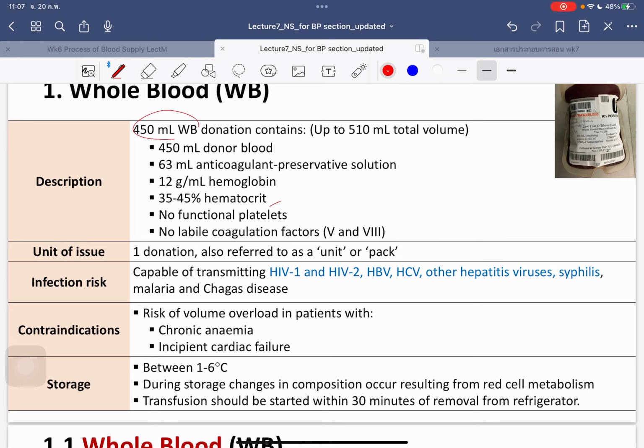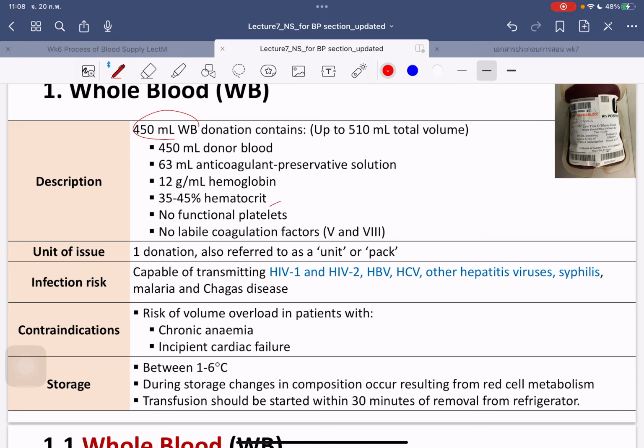Let's see this one first. Importantly, because you store it at 4 degrees Celsius for a long time, you will not have factor V and factor VIII. It means that you cannot use whole blood to treat hemophilia A. When you donate one blood or give one blood to patients, you call it one unit or one pack. If you work in the hospital, it will be called 1U. You already understand that they want 1 unit of blood.